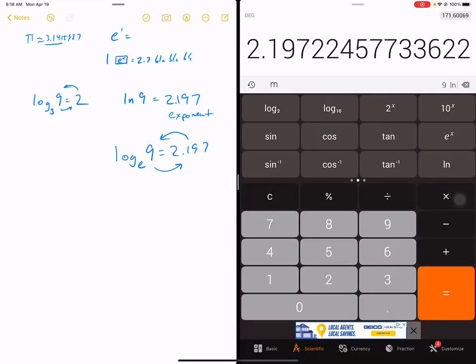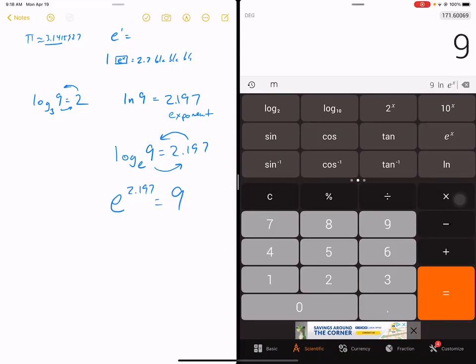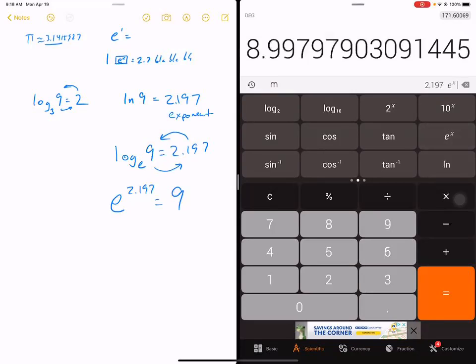Now let me try that on my calculator. If I write e to the 2.197, does that equal 9-ish, right? Because of our round off error. We'll take this, we'll e it, and we end up with 9. If I just keep 2.197 and I e this, we get approximately 8.9929, which is, we're trying to get close to 9, right? That's our round off error.